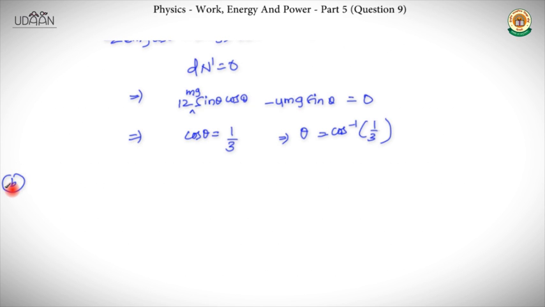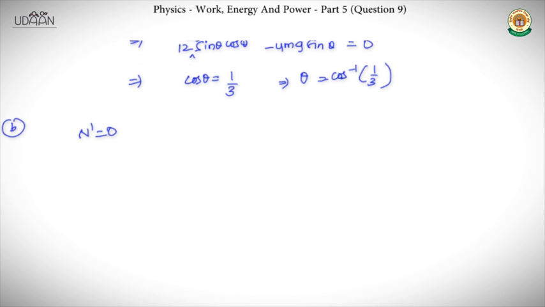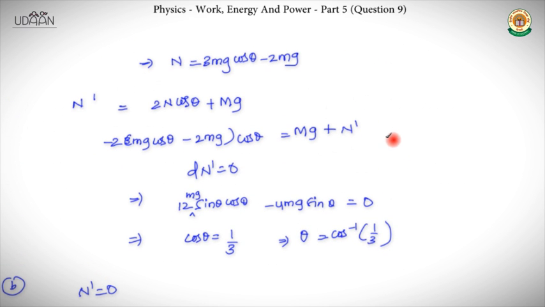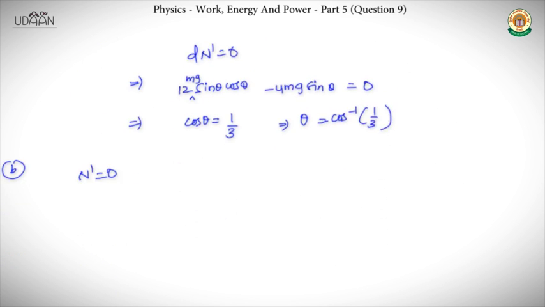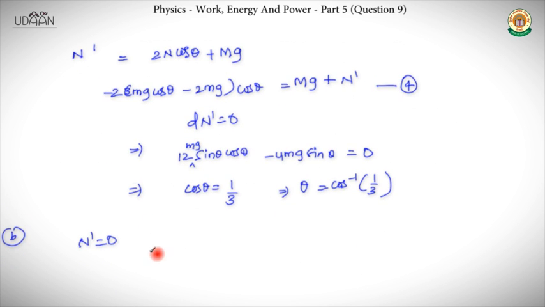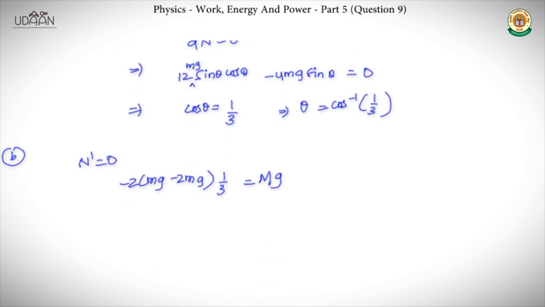In the second part of the question, he asked when it loses contact. The body loses contact with the floor when N dash is equal to 0. Let us take this equation as 4. From equation 4, we put N dash is equal to 0. We will be getting minus 2 into mg minus 2 mg into cos theta, where cos theta is 1 by 3, substituting this, is equal to capital Mg. From this we are getting small m by capital M is equal to 3 by 2.